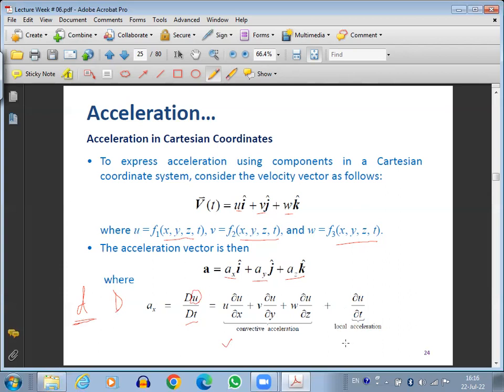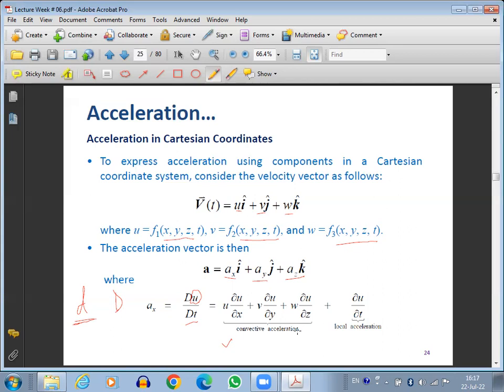Okay, so du by dt. Whenever you have a variation with time, we call it local. Now this is again a terminology used. Local variation. Local means variation with time. Whenever we have variation with the space, the terminology used in fluid mechanics is convective. So convective acceleration and local acceleration component. Local acceleration component deals with the steady and unsteady. Convective acceleration component deals with the uniform, non-uniform.